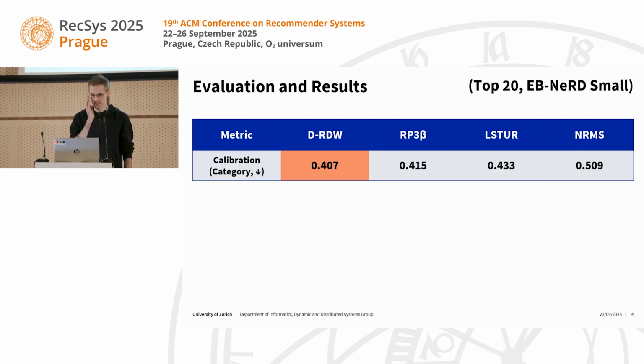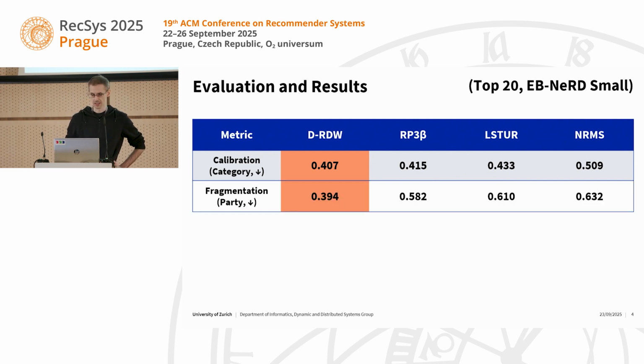And if we look at the calibration, this is how similar the recommendations of our algorithm are to what the user read in the past. We actually see that DRDW, while it diversifies, also keeps very close to what the user read in the past. So the lower the calibration, the better our match of their past reading history.